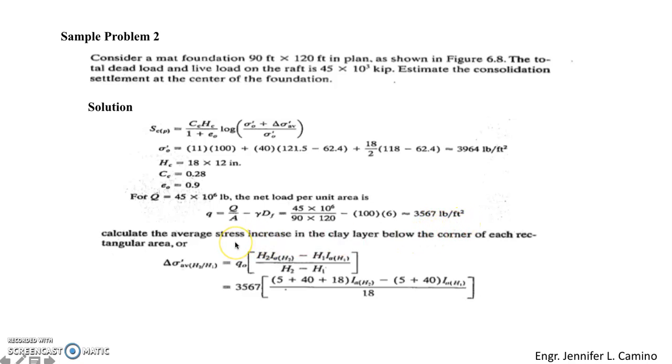Then of course you have to calculate now the average stress increase in the clay layer below the corner of each rectangular area. So you use this equation from our soil mechanics. Of course, you simply have to identify the value for the other parameters based on our given figure.